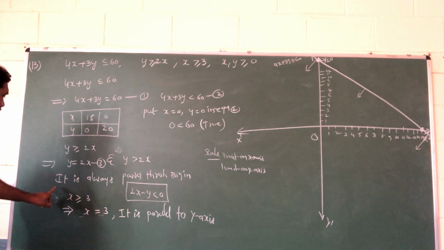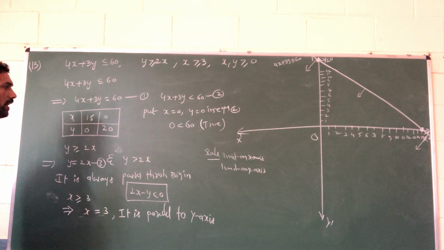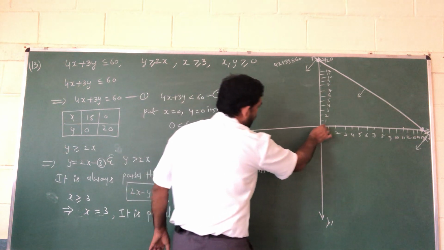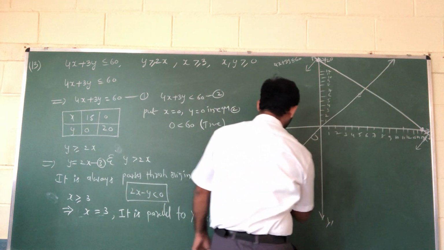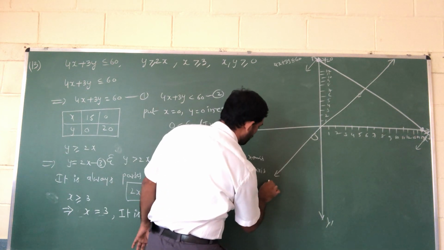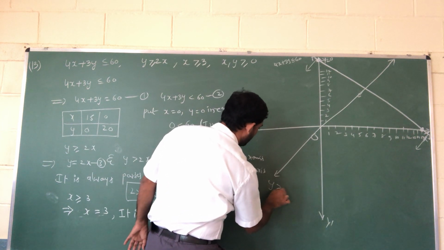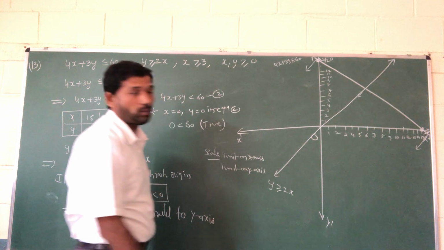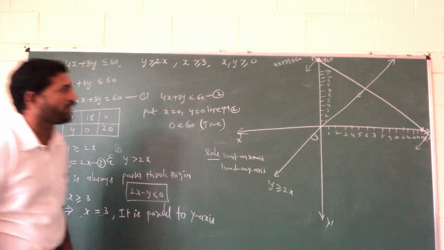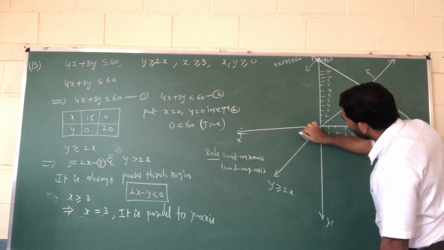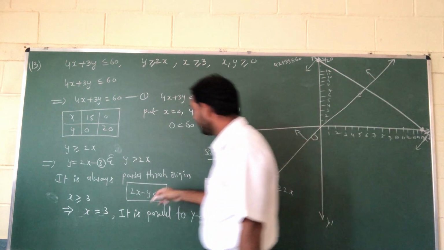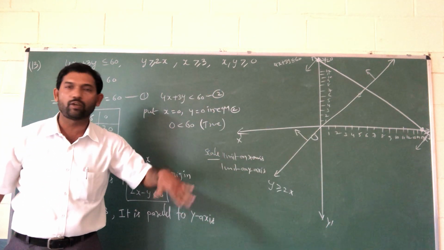After that, the next one is y is equal to 2x, which always passes through the origin. So y greater than or equal to 2x. Here we have to shade above the line. Above the line we have to shade. Why? This is less than 0. Greater than 0 means the downside of the line.